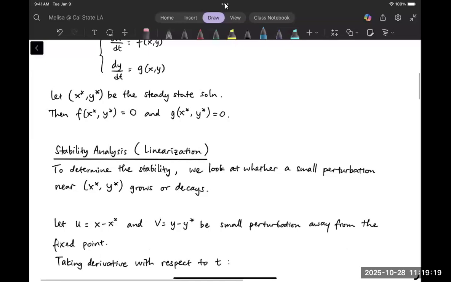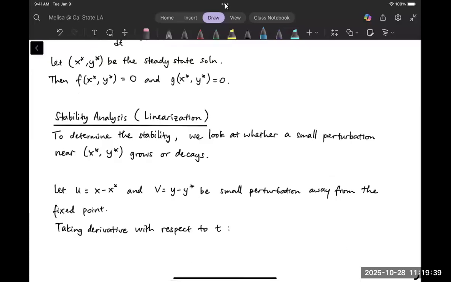Okay. All right, so again, stability means that if you apply a small perturbation away from the equilibrium, then this perturbation is going to get smaller and smaller, or is going to decay, and your solution is going to go back to x star, y star, your fixed point, right? Now, I'm going to let u be equal to x minus x star, and v is y minus y star. Okay, so these two give you the amount of the perturbation away from the fixed point, x star, y star, right? And you can assume that they are relatively small.